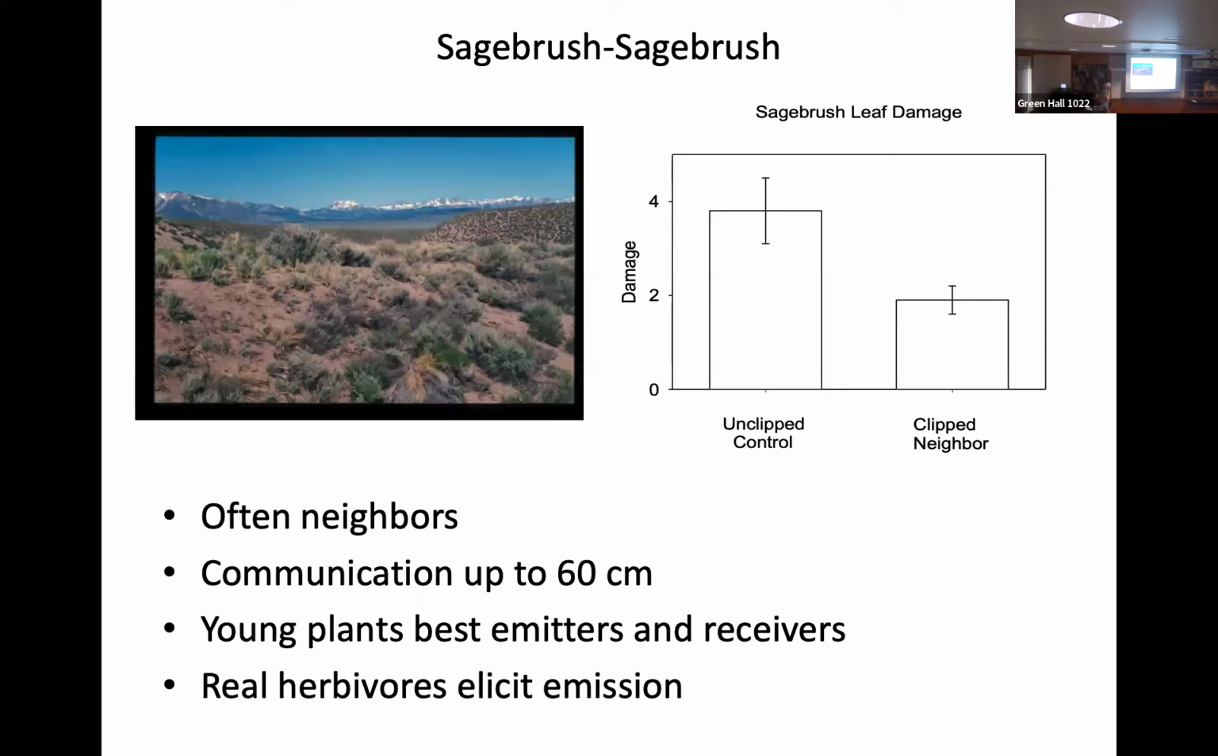We find that young plants are the best emitters and receivers. And in the cartoon that I showed you, we did the initial experimental treatment using scissors. We also used real herbivores, caged beetles or grasshoppers on some plants, allowed them to do the damage, and we get much the same kind of result. Doing that is a lot more work, so for the vast majority of the experiments that we've done since then, we've used scissors to do the clipping.